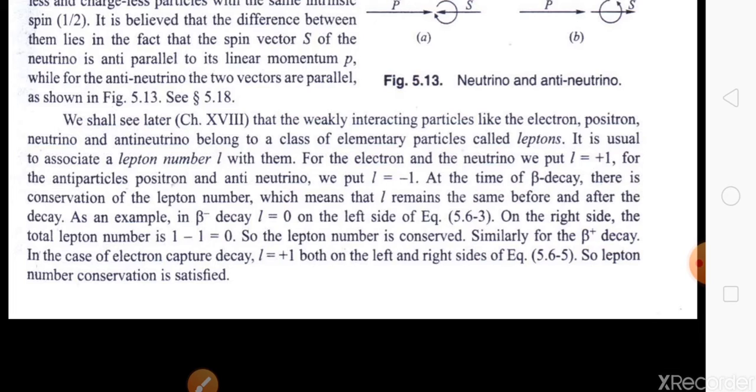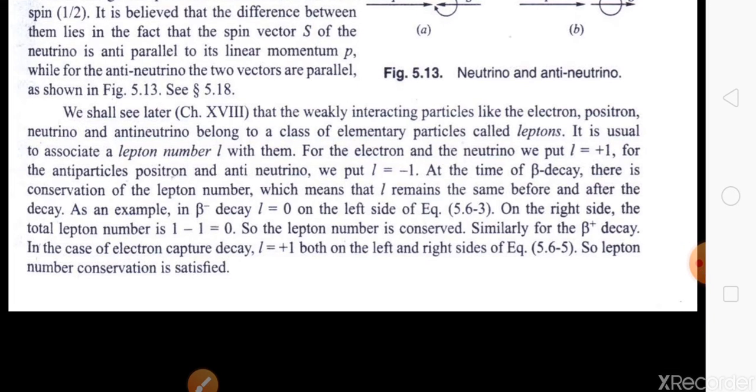Electron, positron, neutrino and antineutrino belong to a class of elementary particles called leptons. It is usual to associate a lepton number L with them. For the electron and the neutrino, we put L equals +1. For the antiparticles, positron and antineutrino, we put L equals -1. Because the neutrino has lepton number +1, its antiparticle has -1.